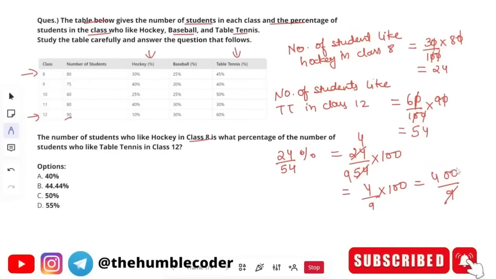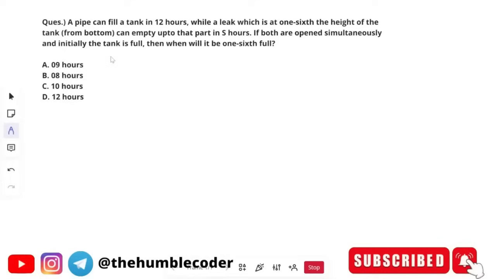If you try to divide it, it will be like 4. So 9 4s are 36, and then again 4. So again it will be 4.44. In this way it will go. So the correct answer in this case is going to be option B, which is 4.44. The correct answer is option B, which is 4.44. Hope you have understood the logic. Let's now move on to the next question.